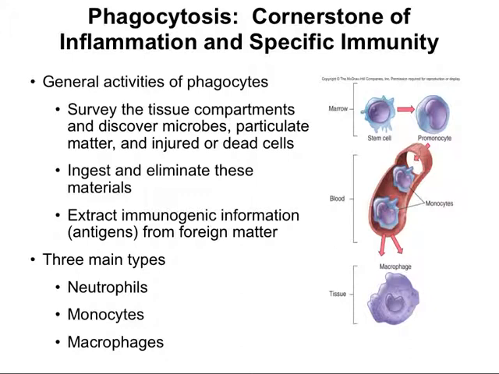The general activities include surveying the tissues and compartments and discovering microbes, particulate matter, or injured and dead cells. They ingest and eliminate these materials. And when appropriate, they'll extract immunogenic information or antigens from the foreign matter in order to boost our third line of defense, or our specific defenses. There are three main types of phagocytic cells: neutrophils, monocytes, and macrophages.